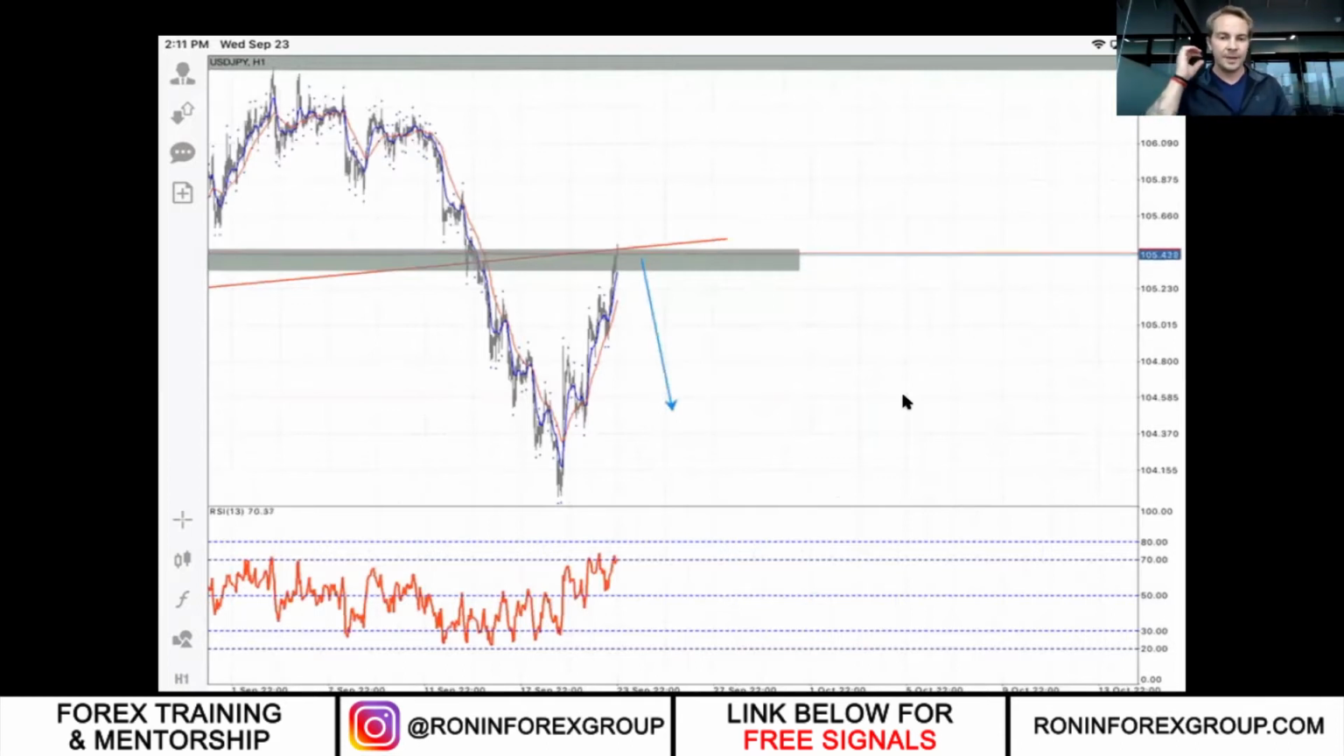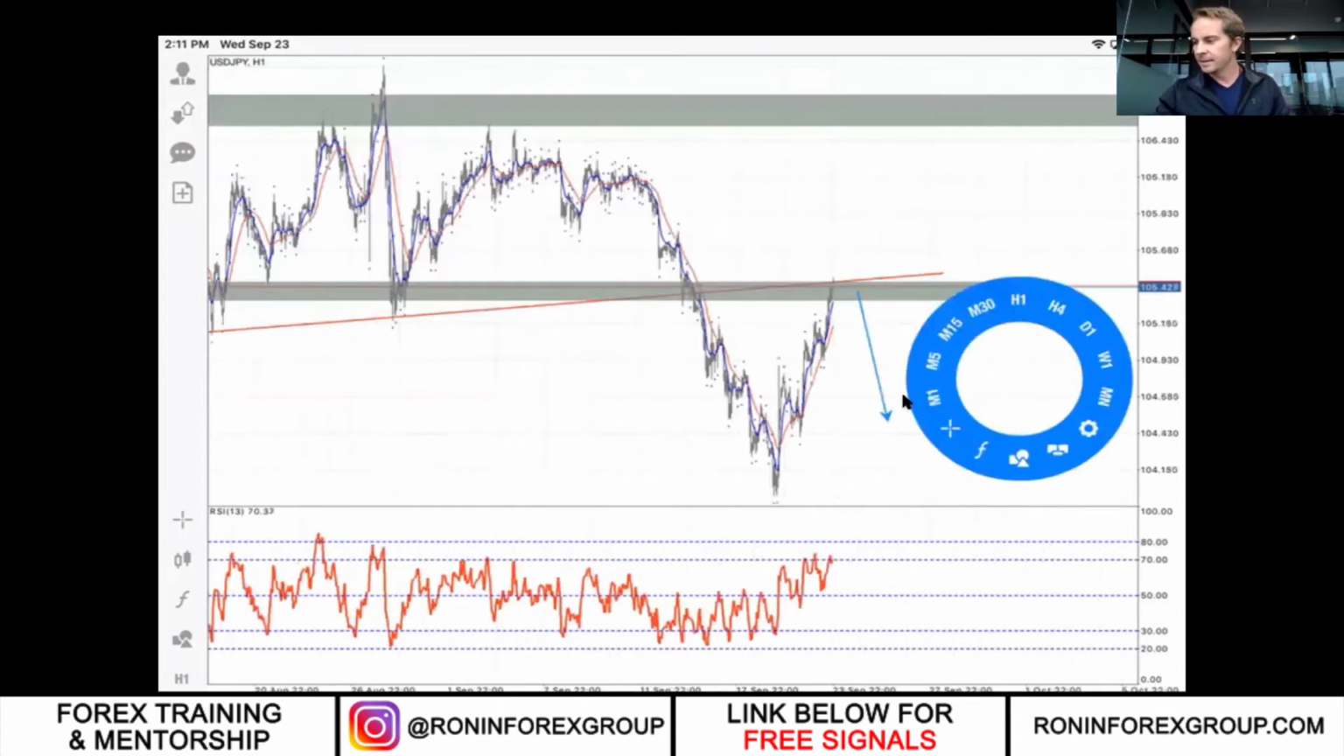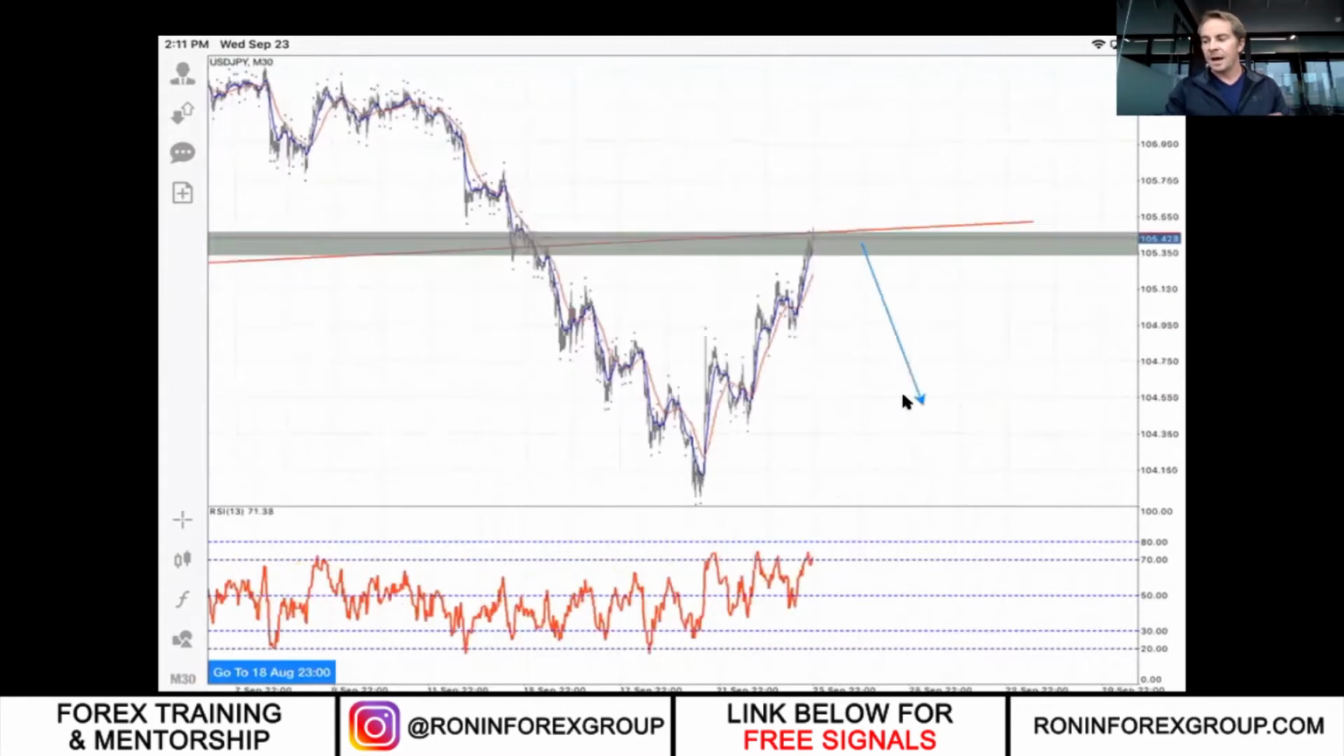So your entry is the most important thing that you can do here. And I personally like the 30-minute for entries. And so now in the 30-minute here, you can see this is what I call a double tap or triple tap RSI. So we hit these.